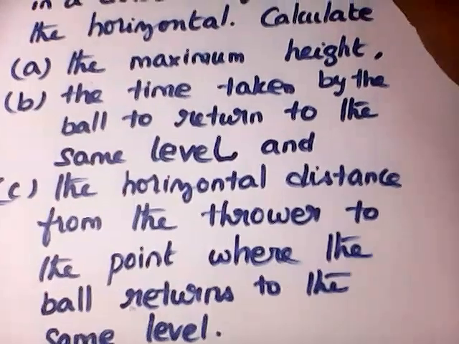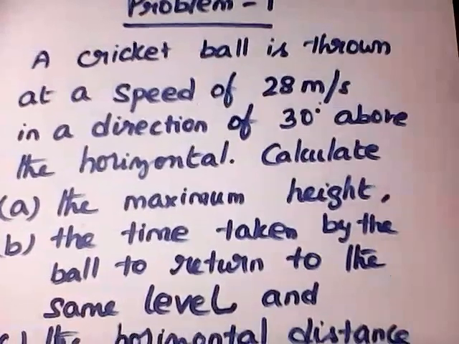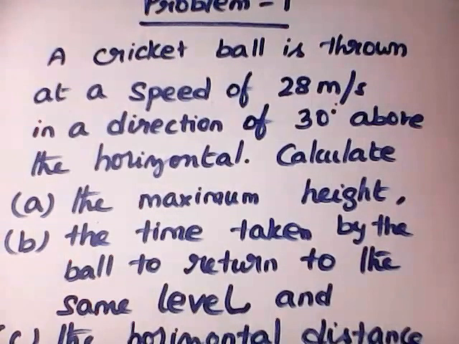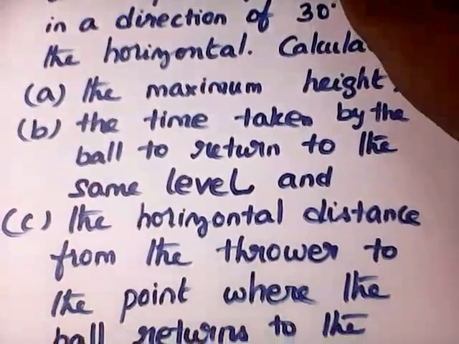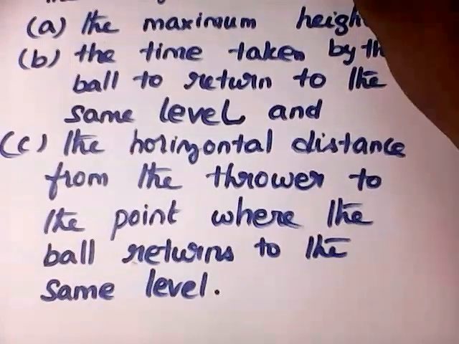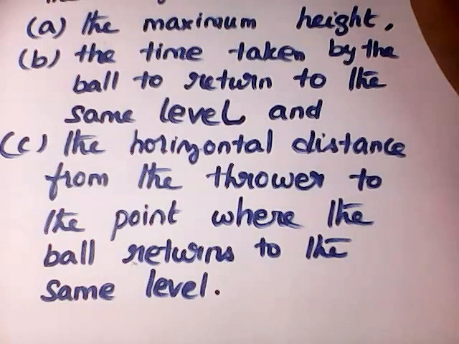I repeat the question once again. The cricket ball is thrown at a speed of 28 meter per second in a direction of 30 degree above the horizontal. Calculate A, the maximum height, B, the time taken by the ball to return to the same level, and C, the horizontal distance from the thrower to the point where the ball returns to the same level. So there are three questions under this problem. We will solve one by one using the formula.